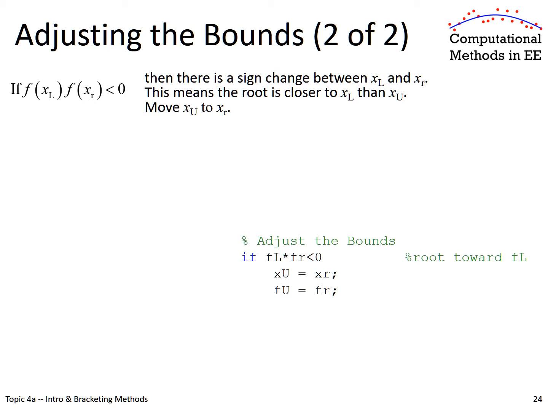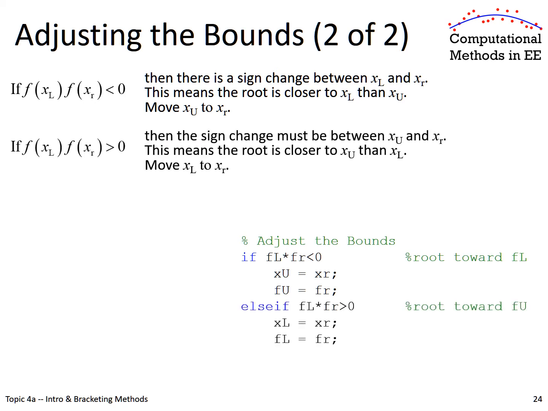Okay, so if the product is negative, we move the upper bound. Then we check that same product. If it is positive, that means that the function at the lower bound and the function at our guess at where the root is has the same sign. There is no zero crossing between them. That means the zero crossing must be between our current guess and the upper bound.